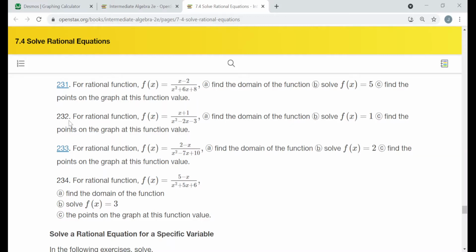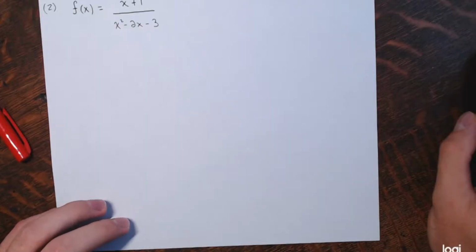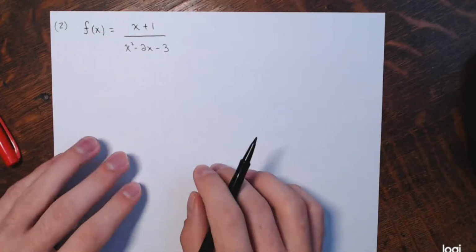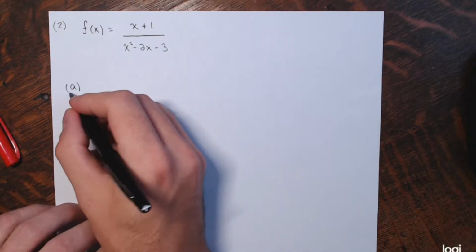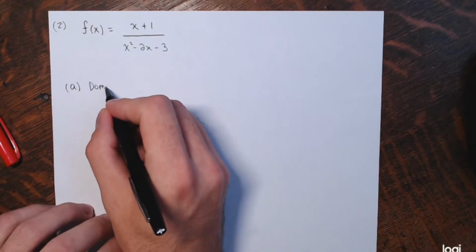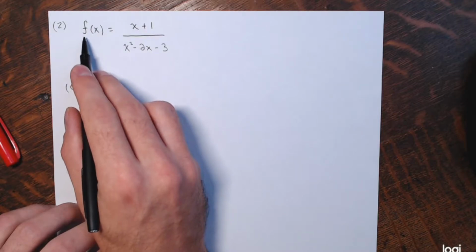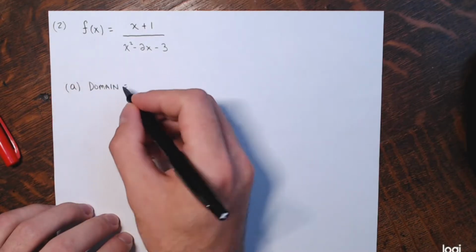Example 2 will be number 232, for the rational function f of x equals x plus 1 divided by x squared minus 2x minus 3. And we're asked to do the same stuff, right? So for part A, again finding the domain of the function. All right, so back to my paper. Here was the function from example 2, and for part A, let's state the domain of this function. That's again called f, right? So what's the domain of f?